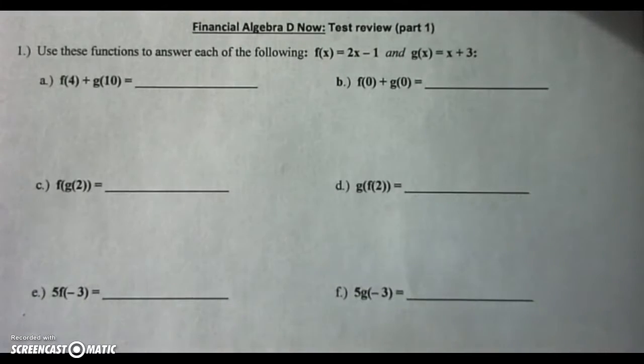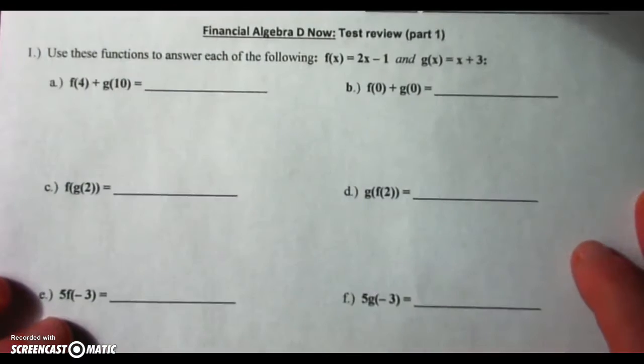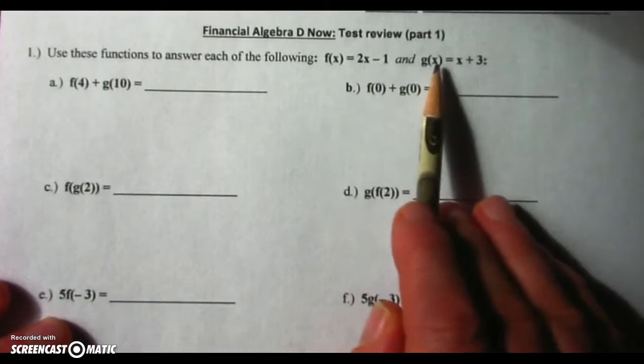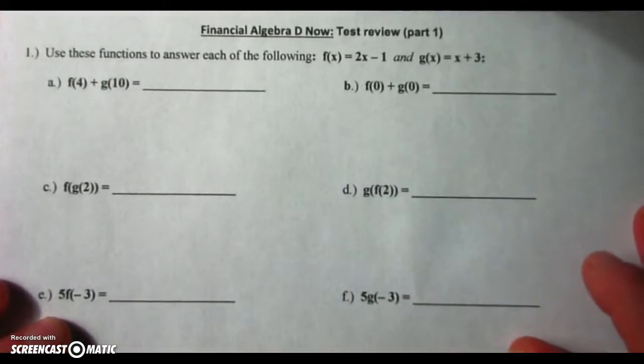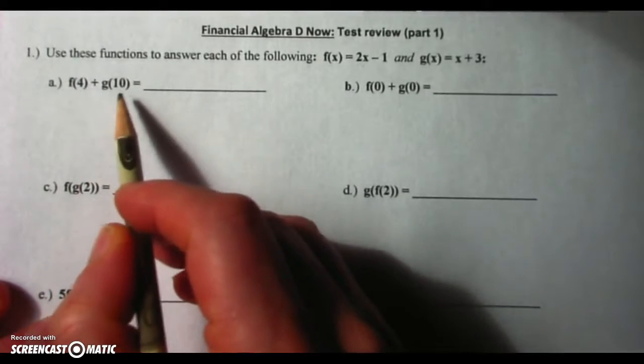Hi, okay, so we're going to go over the homework for the test review. And the first one says, use these functions to answer each of the following. So we're using the functions f of x equals 2x minus 1 and g of x equals x plus 3. So the first thing we have is f of 4 plus g of 10.